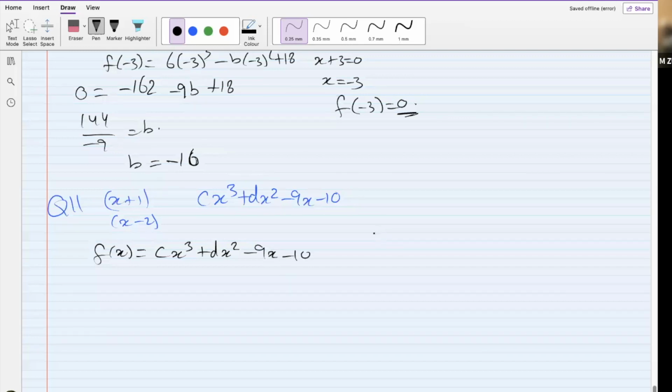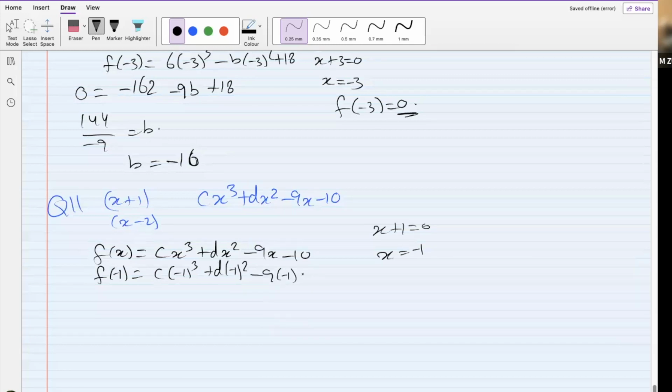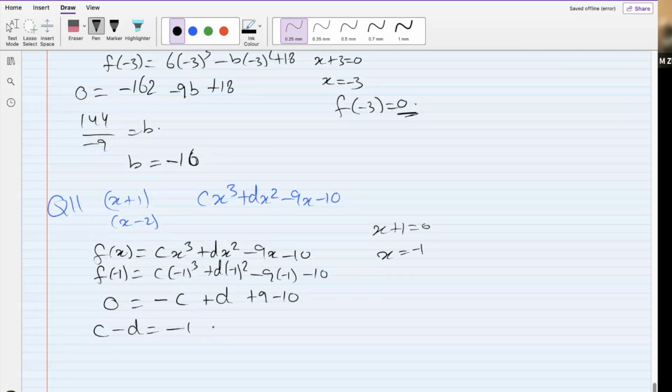So I'm using this first one, x plus 1 equals 0, x is equal to minus 1. So f of minus 1 is equal to c into negative 1 cube plus d into negative 1 squared minus 9 into negative 1 minus 10. 0 is equal to minus c plus d plus 9 minus 10. So c minus d is equal to minus 1, equation 1.